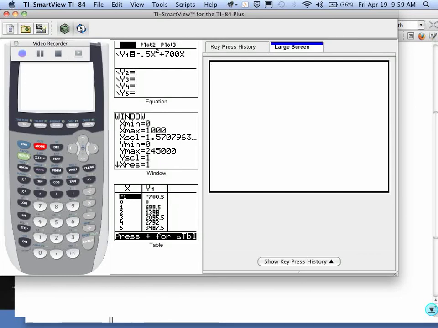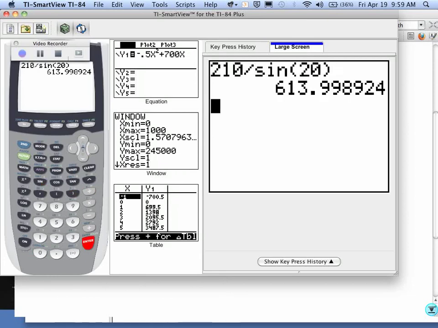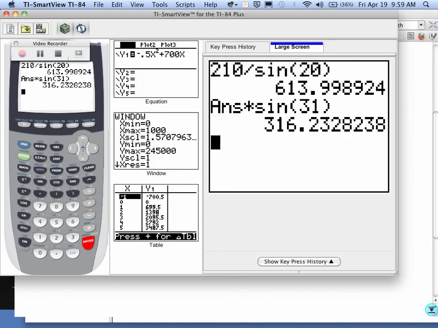Now, when you look at it, over here we have A over the sine of 31. How do you get rid of that sine of 31? It's dividing, so you have to multiply to get rid of it. So I'll take that answer and multiply by the sine of 31. I'm getting 316.23. People agree with that?